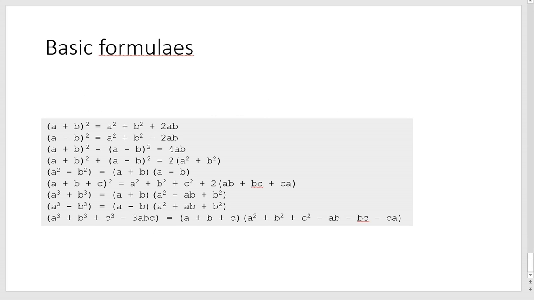And these are some basic formulas you want to remember in solving number-based problems: (a plus b) whole square equals a square plus b square plus 2ab; (a minus b) whole square equals a square plus b square minus 2ab; (a plus b) whole square minus (a minus b) whole square equals 4ab; (a plus b) whole square plus (a minus b) whole square equals 2 into (a square plus b square); a square minus b square equals (a plus b)(a minus b). These are some of the basic formulas you want to remember to solve basic number problems.